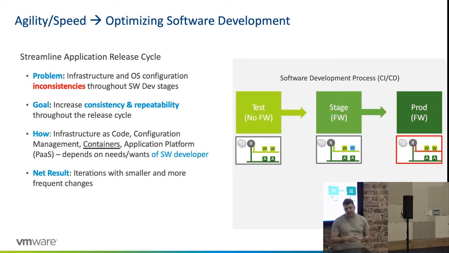But the net result, and this is really what it comes down to, we're moving to iterations and much smaller code changes, but more frequent. So who is a long-term VMware customer? Over 5 years? Thank you, Peter. If you've been a long-term VMware customer, you realize we actually in the past made changes to the core code base of vSphere every 18 months.